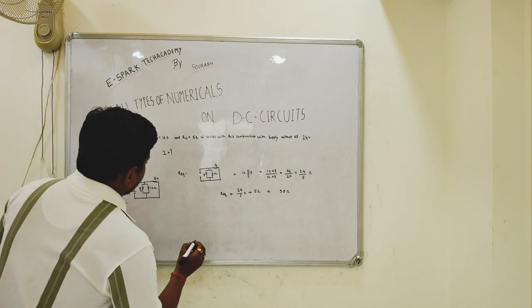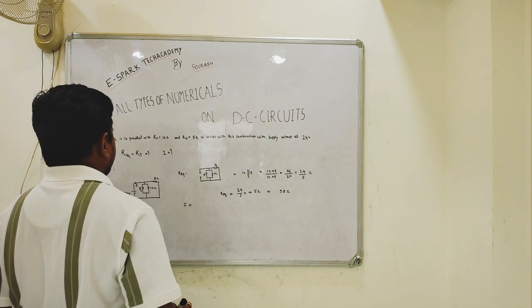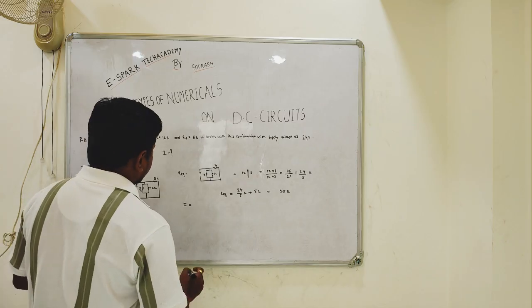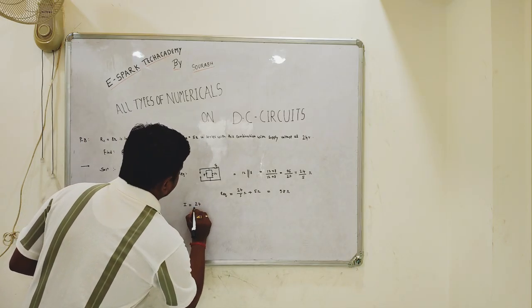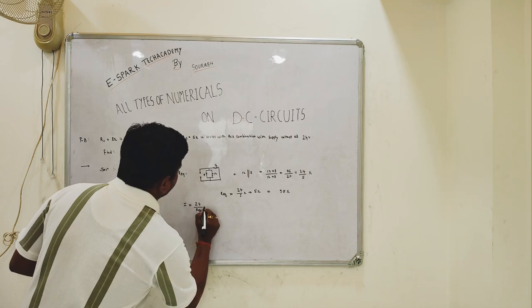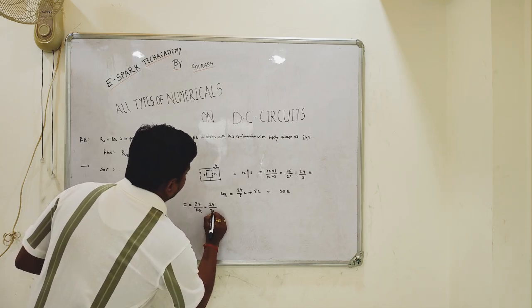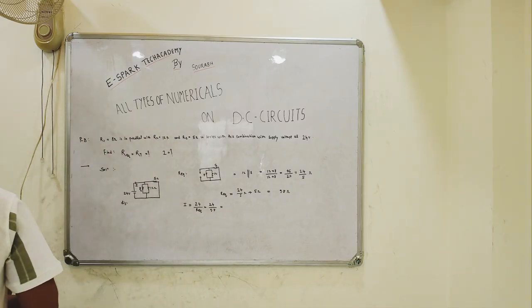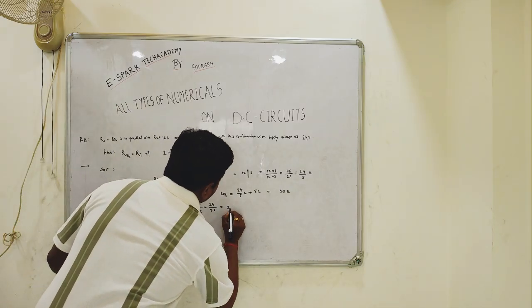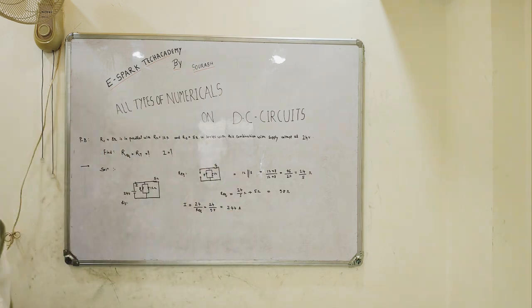Now in order to find the current, it is nothing but voltage divided by resistance in any circuit. Now here it will be 24 volt divided by R equivalent. Already you have found out. 24 divided by 9.8, you will get current as 2.44 amperes.